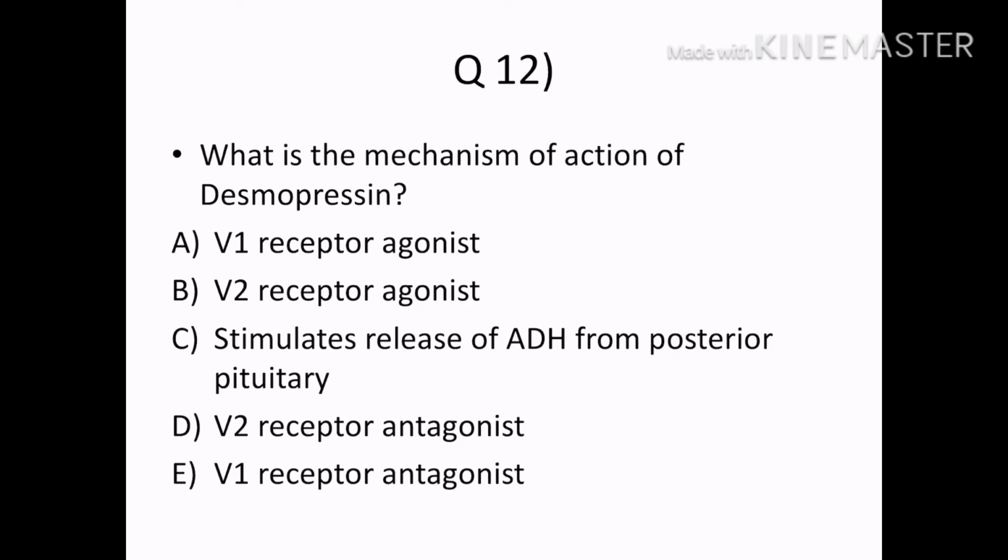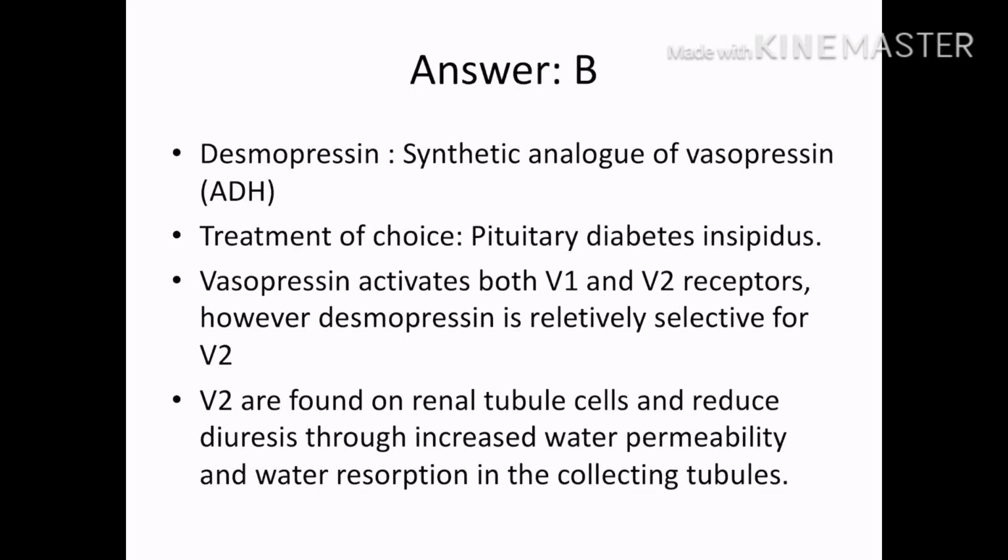Now, desmopressin is a drug that is the treatment of choice for patients suffering from diabetes insipidus as a result of decreased release of antidiuretic hormone from the pituitary gland. Desmopressin is the synthetic analog of vasopressin, the natural hormone, also known as antidiuretic hormone.